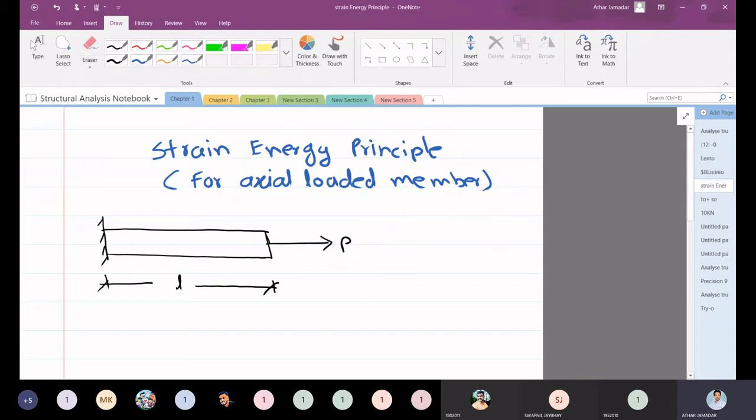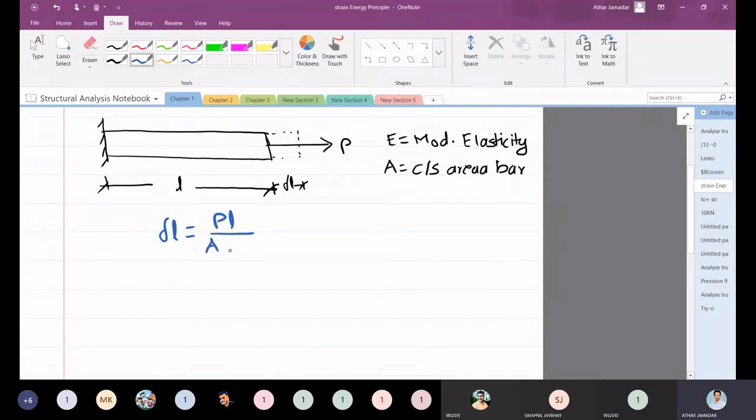Under the action of this load, let us say the bar is elongated by a value of delta L, and E is the modulus of elasticity, and A is the cross-sectional area of the bar. Delta L is PL upon AE, where P is the applied load, L is the length of the member, A is the cross-sectional area, and E is the modulus of elasticity.